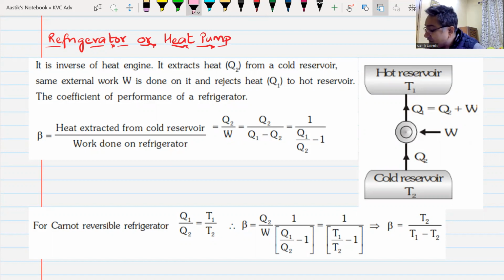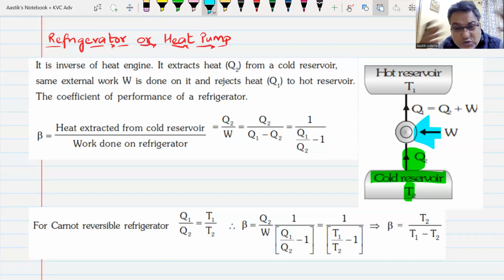It takes heat from a cold reservoir at T2. Some amount of work or electricity it is going to consume. Do we understand this? So work is input, and then it is going to give out heat to the hot surroundings. Do we understand this?